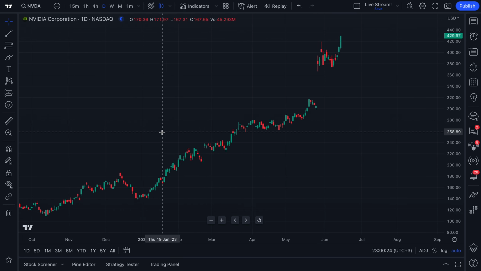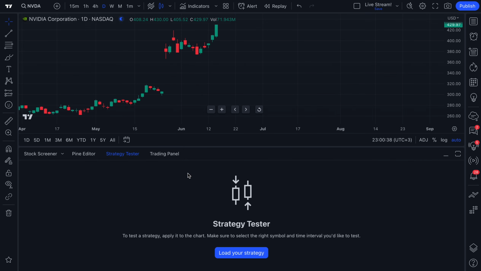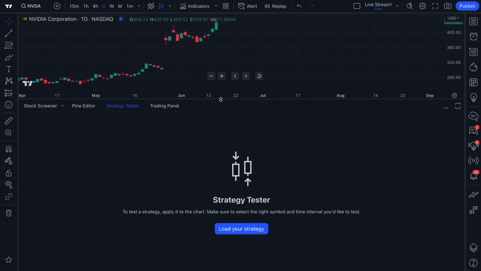Let's talk about the strategy tester. Now, the strategy tester can be found at the bottom of your chart. Check out our mouse hovering down here at the bottom where it says strategy tester. You're going to want to click that, and now you have opened the strategy tester.